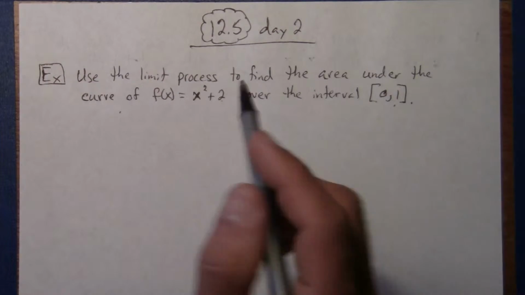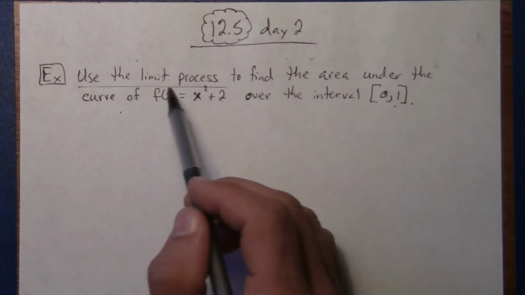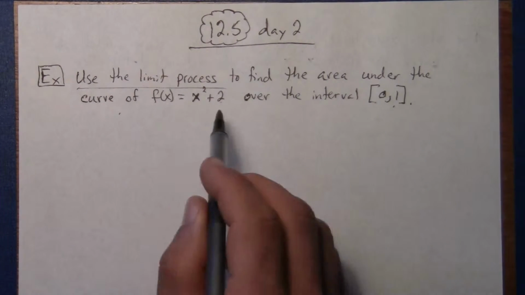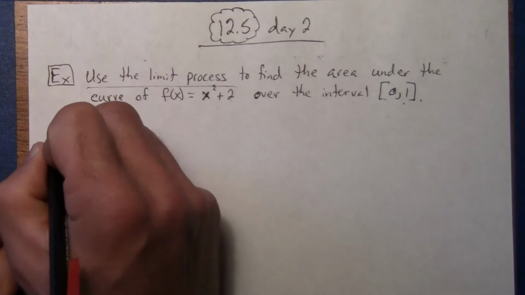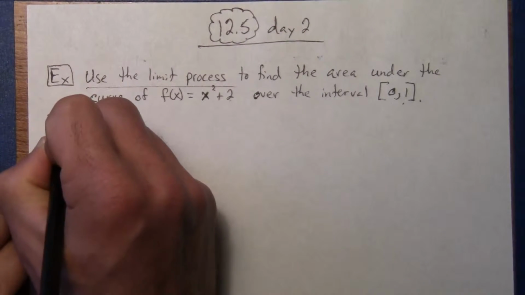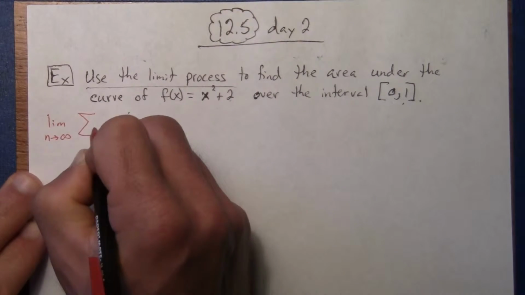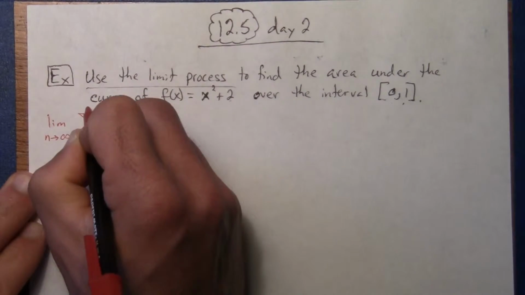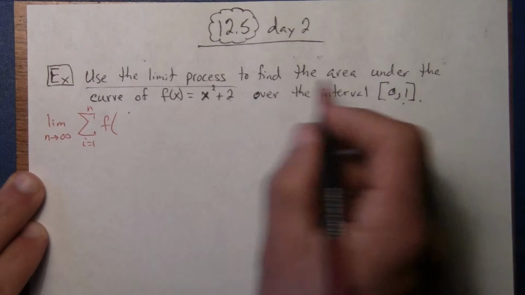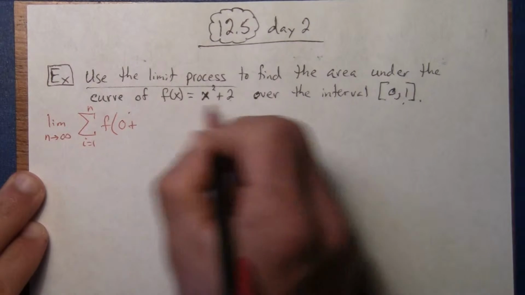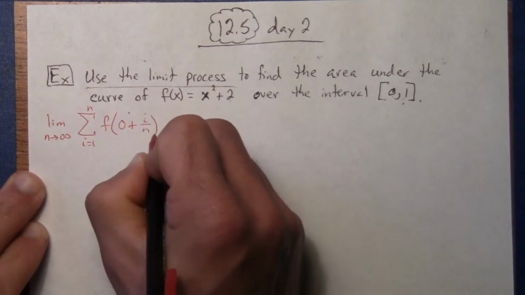But overall the idea is the same. So of course the first thing you have to understand is, whether I say this or not, you have to do this using the limit process. So when it says to find the area under the curve of this function, you have to remember how we set this thing up. So we are going to start by saying it's the limit as n approaches infinity of the sum as i goes from 1 to n of f of, and now your formula is a, which in this case is 0, plus b minus a, which is 1, times i over n.